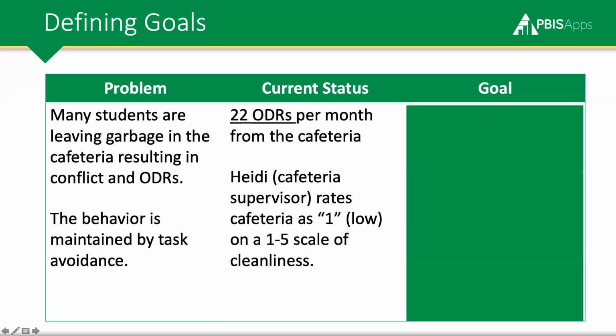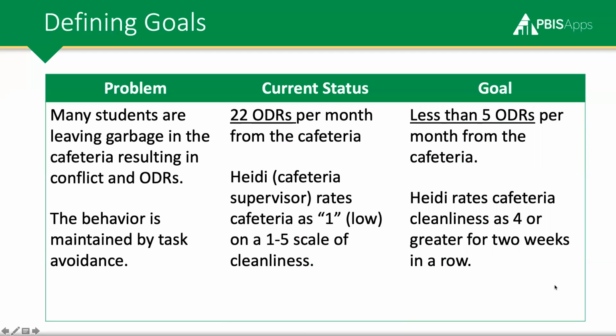So this is our problem behavior as a team. Our data analysts got in, aggregated the data, and brought this precision statement to our team. We need to set a goal based on our current status. So as a team, we agreed that we want to see less than 5 office referrals in this next month from the cafeteria. And we want Heidi to rate our cafeteria as 4 or greater 2 weeks in a row. So that is our goal. That's what we're shooting for.